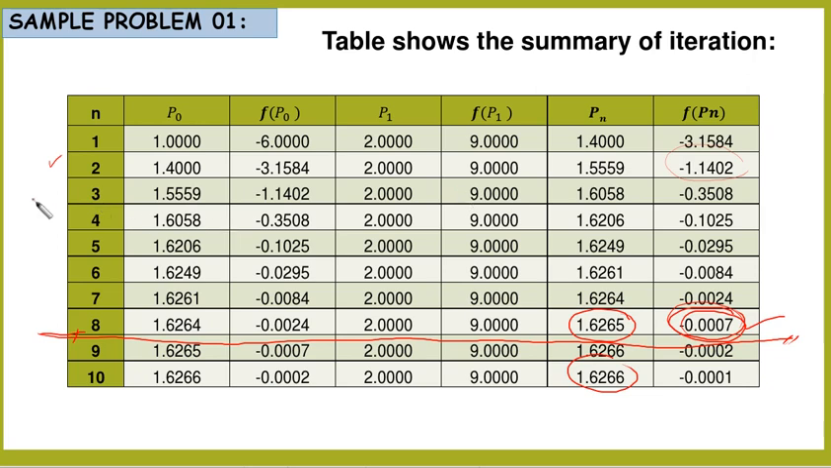Okay? So in our third iteration, the function of our Pn is negative 0.3508. It is still negative. So our P0 is the value of our Pn. So if we look at this, our value here is actually the value of our Pn here. So our P1 is still the same here. Okay? When we get the function, it is still negative. So if it is still negative, our Pn here becomes our P0 in the next iteration. And P1 stays the same. And so forth and so on.